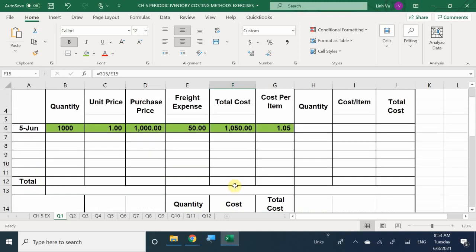Instead of up here, it was $1.05, but because I returned a few items, I need to now spread my freight across the number of items that I have now.